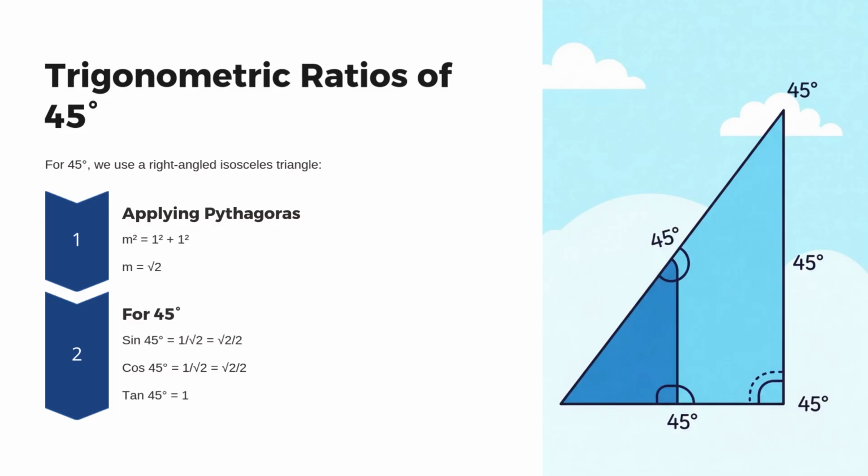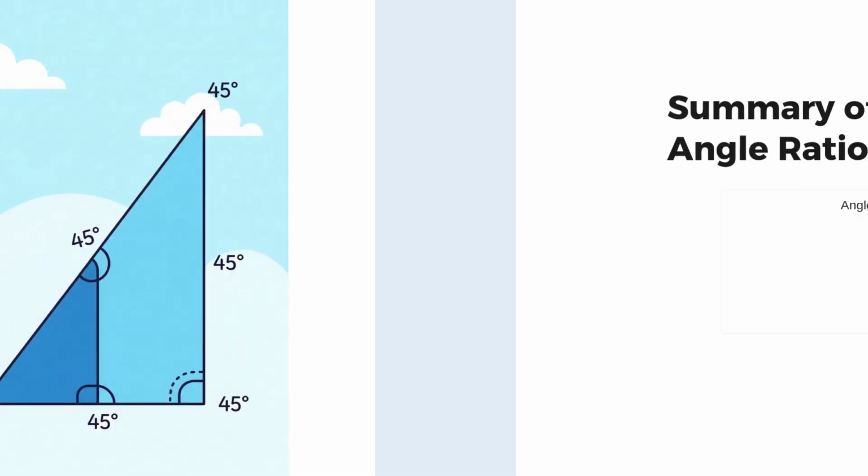For 45 degrees, sine 45 degrees equals 1 over square root of 2. This is simplified to square root of 2 over 2. Cosine 45 degrees equals 1 over square root of 2. This is simplified to square root of 2 over 2. Tangent 45 degrees equals 1.